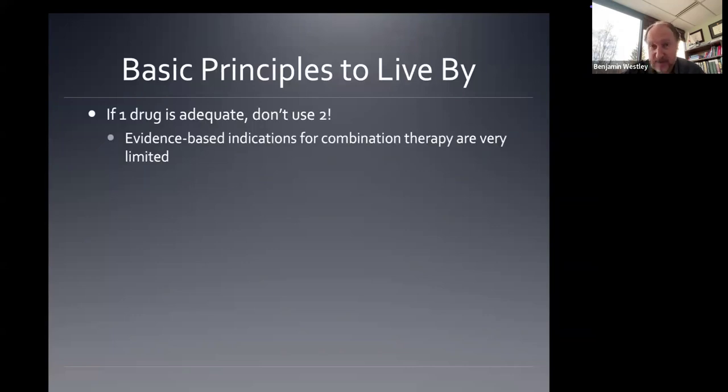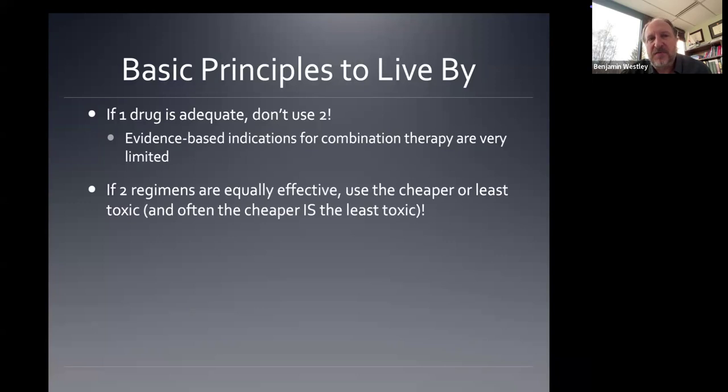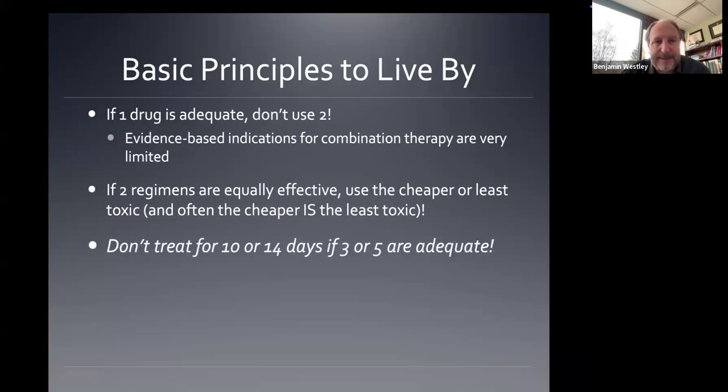So there are some really basic principles to live by in the stewardship world. First of all, if one medicine is okay, don't use two of them. There are only a few indications for combination therapy. We'll try to talk about at least some of those in this series. If two different regimens of medicine are equally effective, use the one that's more cost effective, use the cheaper one, or use the one that's less toxic. And typically, the less toxic one tends to be the cheaper one.